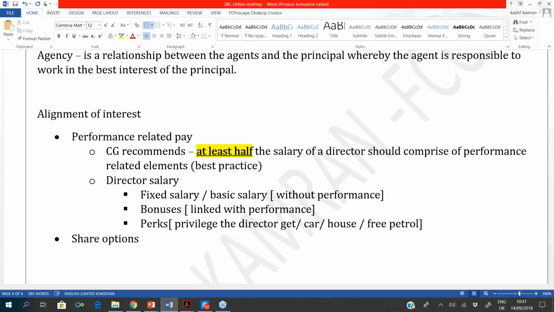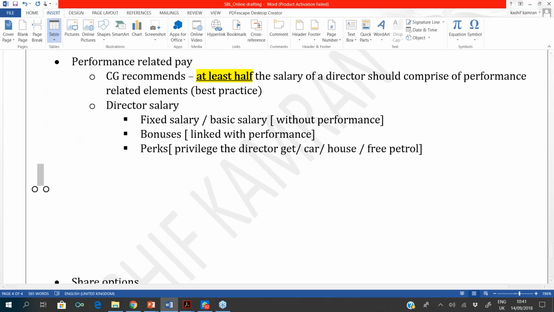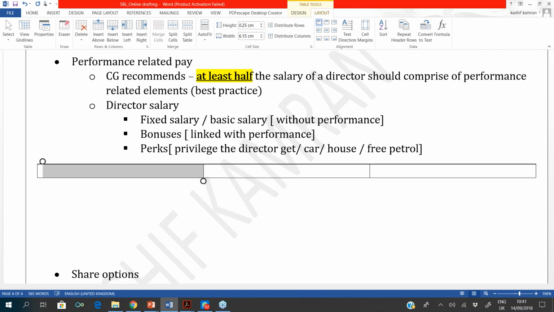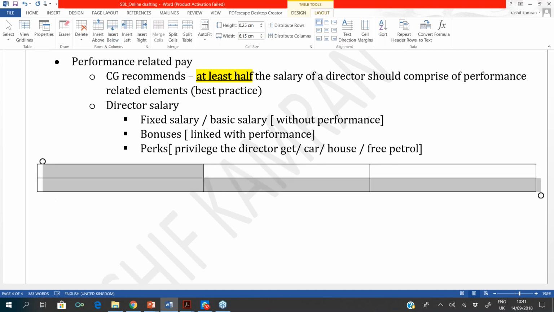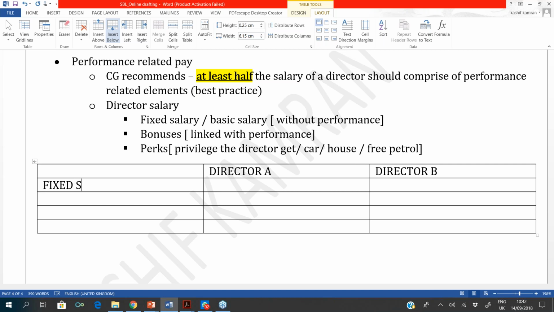Bonuses. Bonuses are linked with performance. Now, just for example, if I put a table in front of you and I say there are two directors in a company, director A, director B, and the fixed salary of director A and the perks and the bonuses.